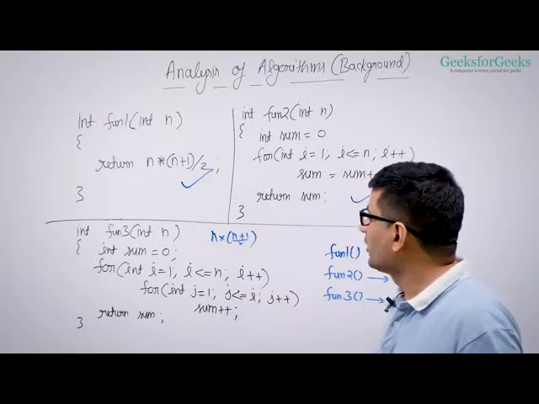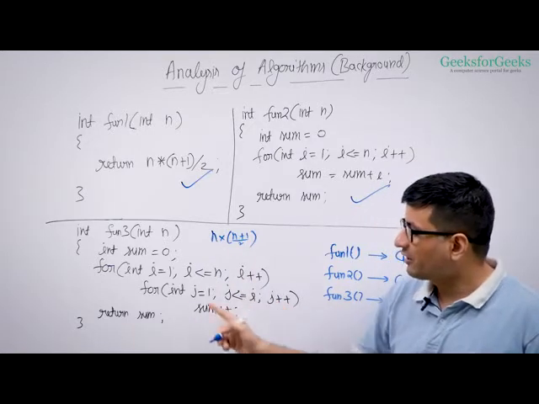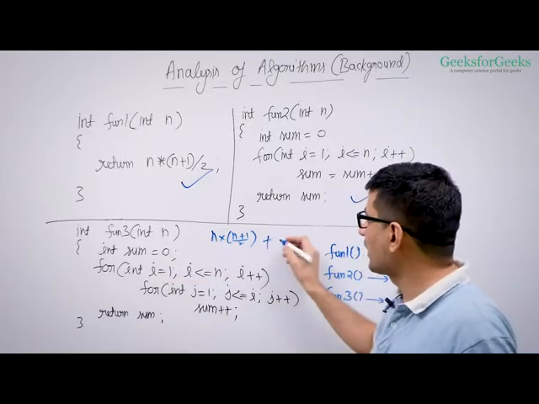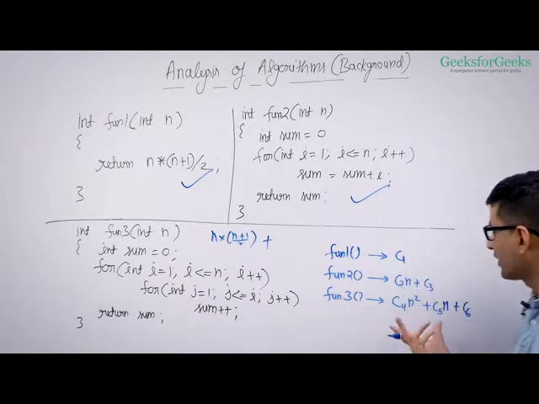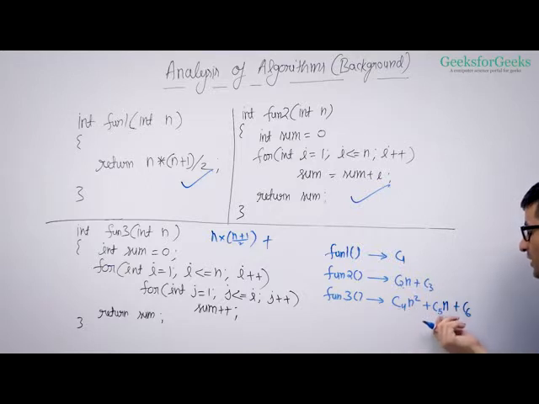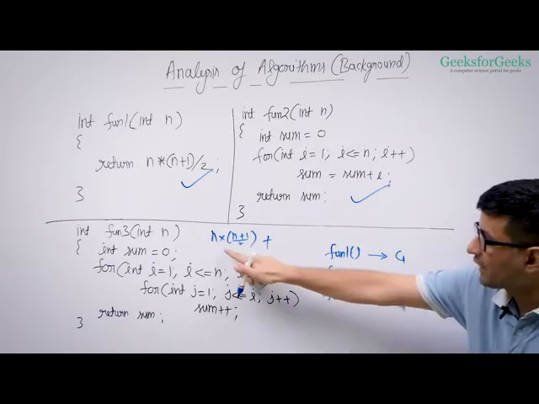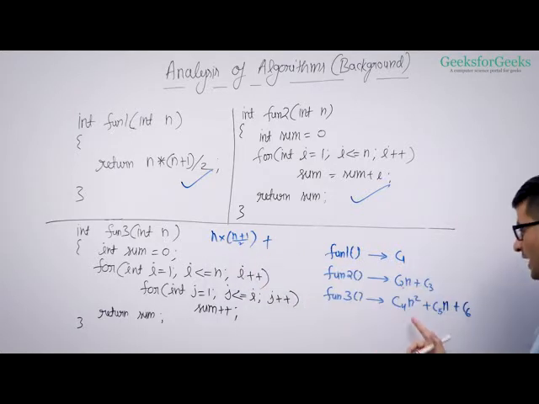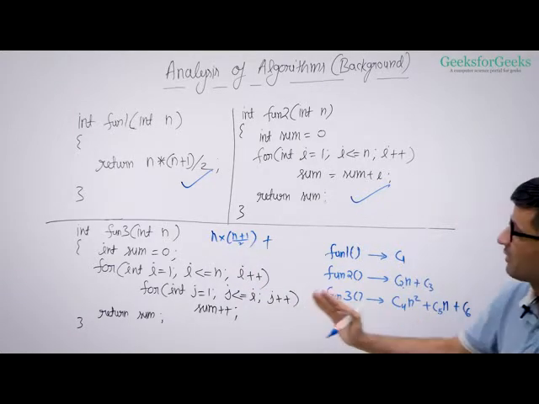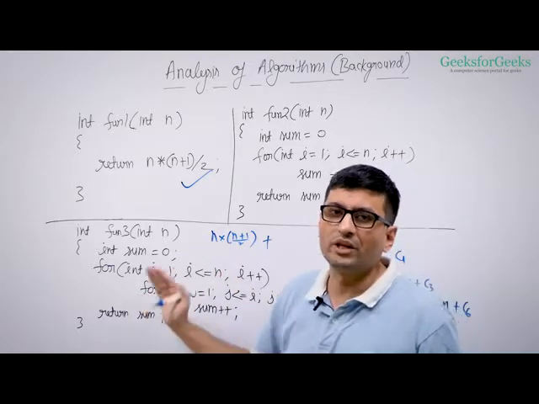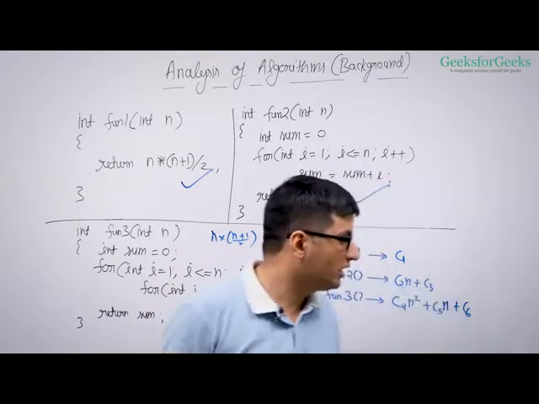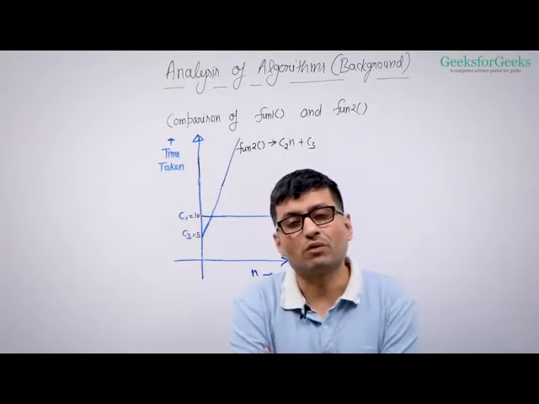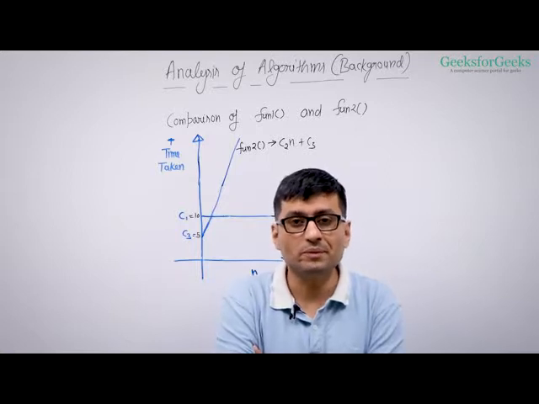Then you have more expressions inside it, right? So there's this constant work. That is why I have written it as C4n square plus C5n plus C6. So C5n to cover the linear part, C4n square for the quadratic part, and then some constant to cover the remaining work, right? So that's how we get the expression for fun3. So we have got expressions for the values of fun1, fun2 and fun3.